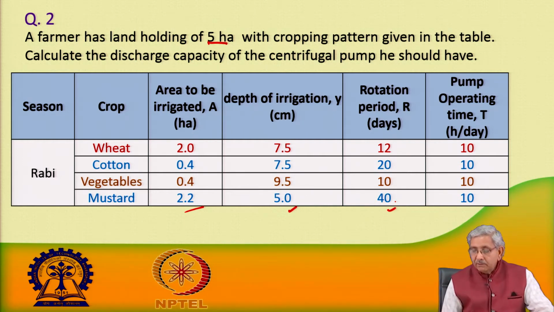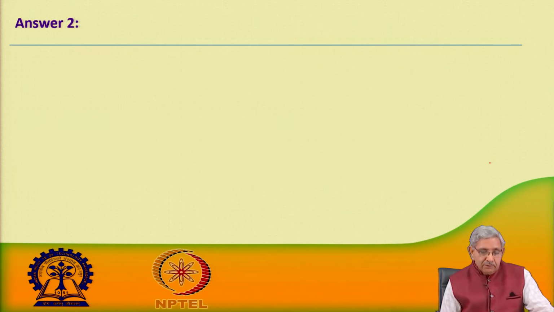And the daily operating time of the pump is 10 hours each day for all these crops. These are the data available, and we want to know the capacity of the centrifugal pump that the farmer wants to have.